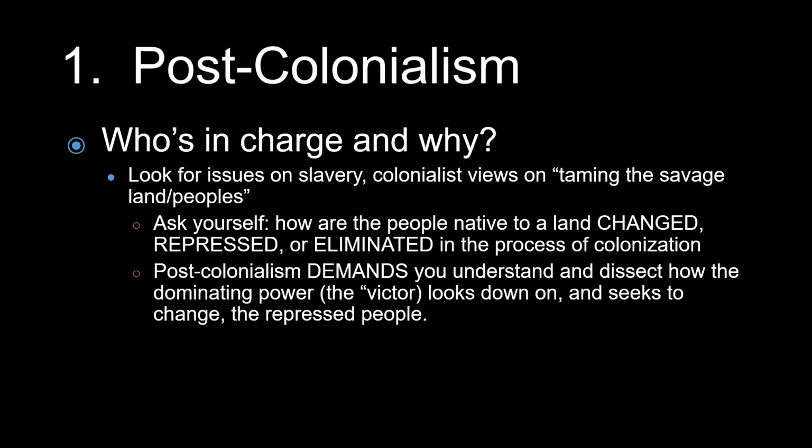Post-colonialism is not about just saying, well, they're being treated in a positive way and they're humanized, so therefore it's okay. That's not exactly it. Anytime one group of people looks at another group of people as different or as other, that is where we begin to look at post-colonialism.